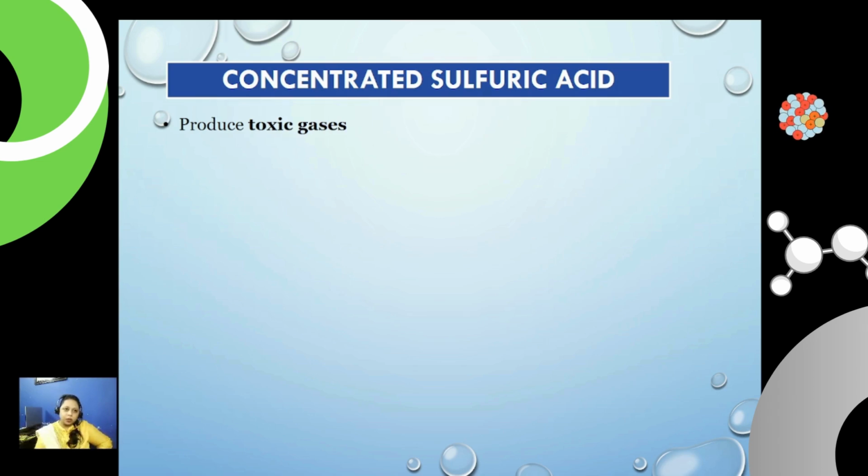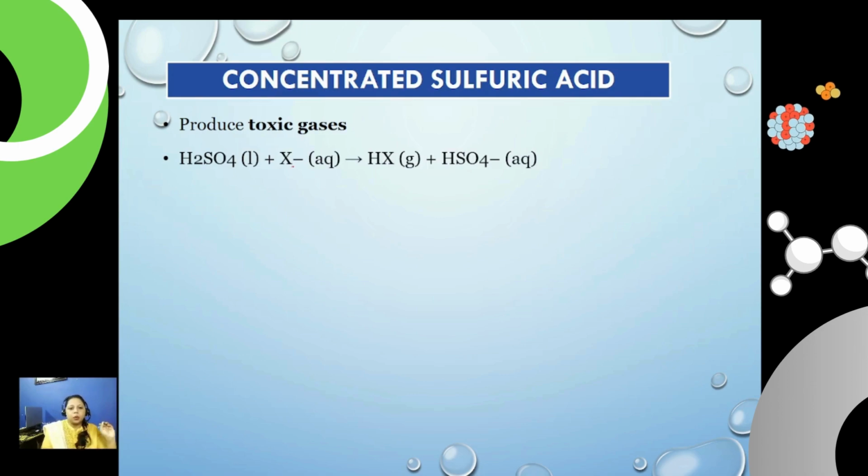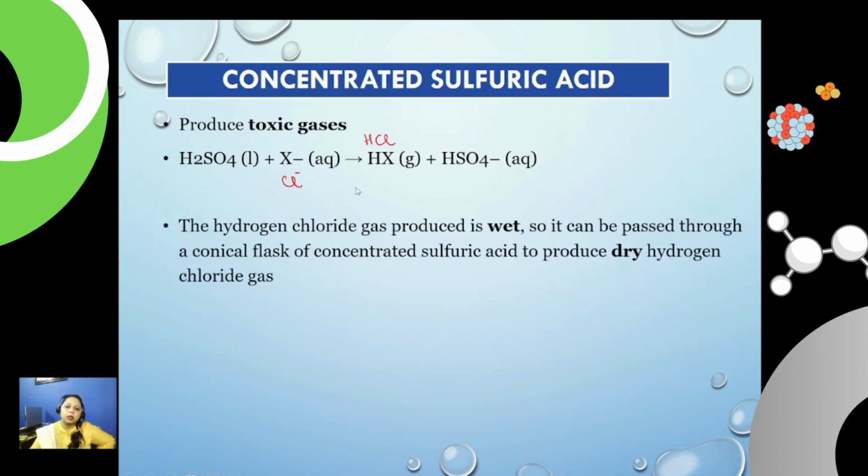Now, with sulfuric acid, it produces toxic gases. So these reactions should not be performed without fume cupboards because they can have a harmful effect on health. So what will happen when they react with any halide? For example, chloride or bromide, anything, hydrogen halide is formed. For example, hydrogen chloride gas is formed. You know it's a toxic one, so it should be performed in the fume cupboard.